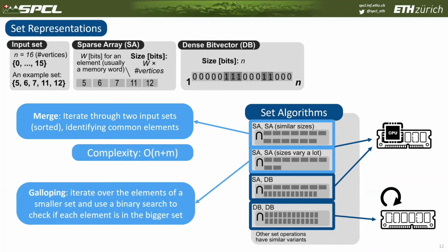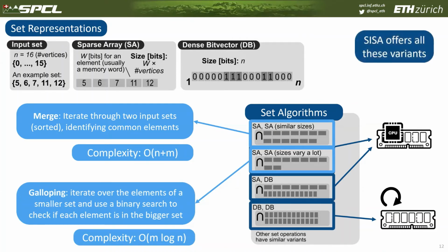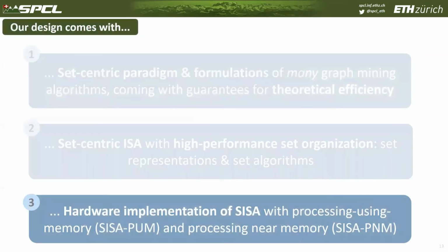While if we want to intersect 2 sparse arrays whose sizes vary a lot, we prefer a different variant called galloping, where we iterate over the elements of the smaller set, and then we use a binary search to find a specific element, one by one from the smaller set, inside the sorted bigger set. And the complexity of the scheme is m log n, where in this case m is the size of the smaller set and n is the size of the bigger set. Right, and again in SISA we offer all these variants. And yes, it does look a bit complicated, but now let's take a look at how we simplify this through automatic execution inside hardware. So yes, now let's move to the final part, to the hardware implementation of SISA.